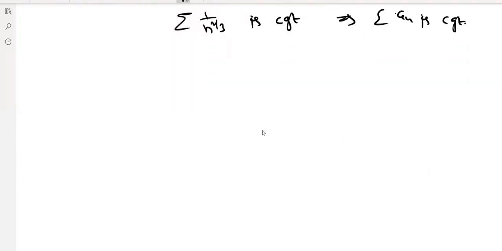Next, suppose you take this: 1 by n power alpha, sine of n power beta. Test the convergence of this.